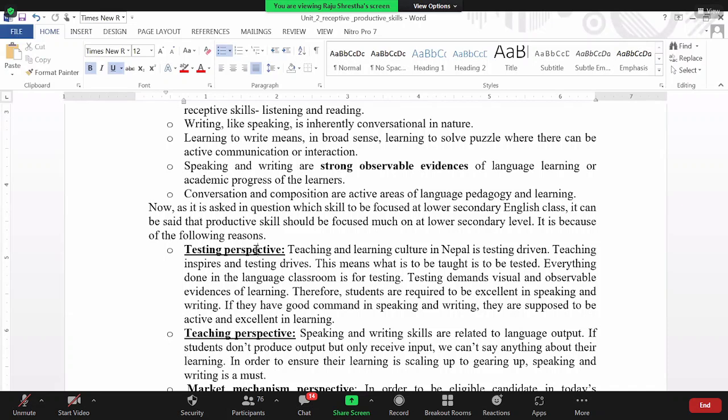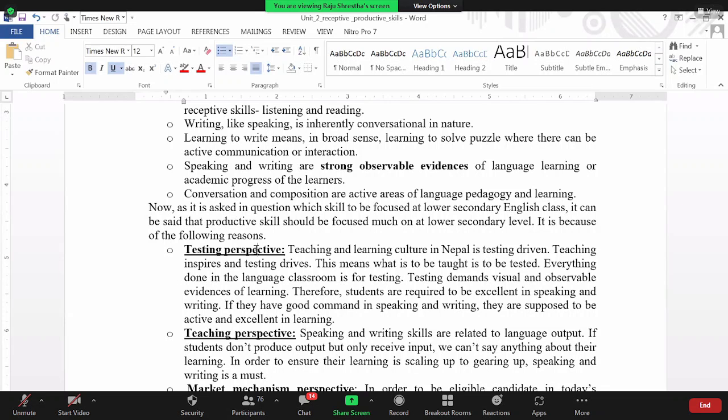So to update and upgrade their grade also, from class 1 to 2, 2 to 3, 3 to 4, 4 to 5, like this they have to upgrade their grades. Class चढ्नको लागि पनि testing is necessary. To test, they have to speak and they have to write. Without writing and speaking, what happens? We cannot check their progress.